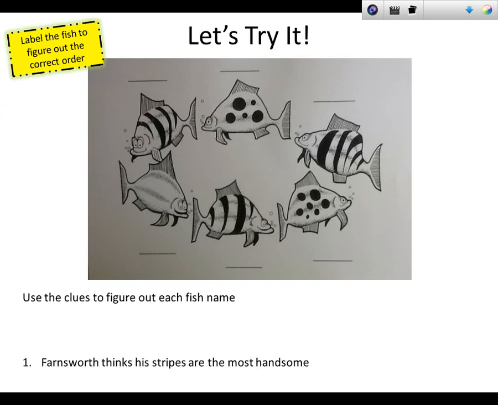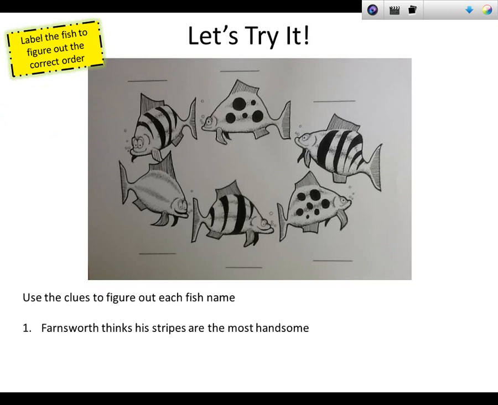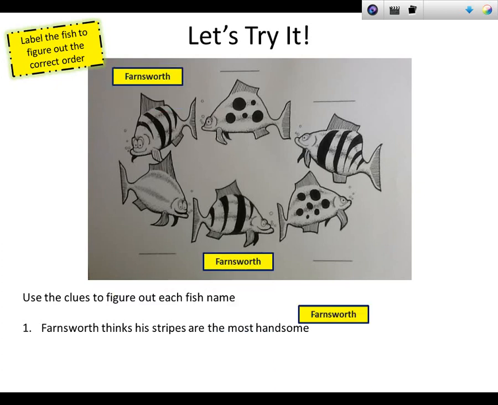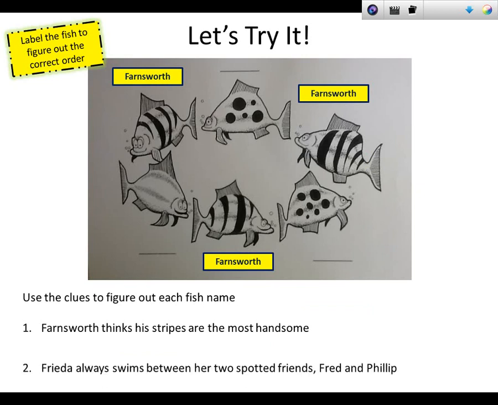Okay. Here's the first clue. Farnsworth thinks his stripes are the most handsome. So I look at the fish that are here, and I see 3 with stripes. I'm not sure which is Farnsworth, so I'm going to label all 3 fish Farnsworth. Okay? Let's look at the next clue.